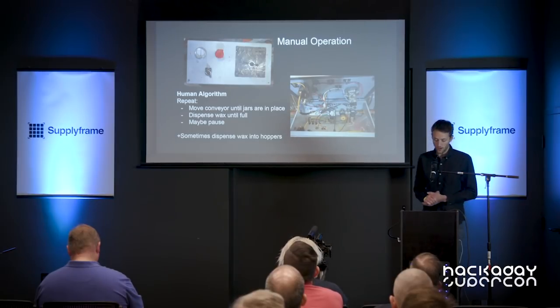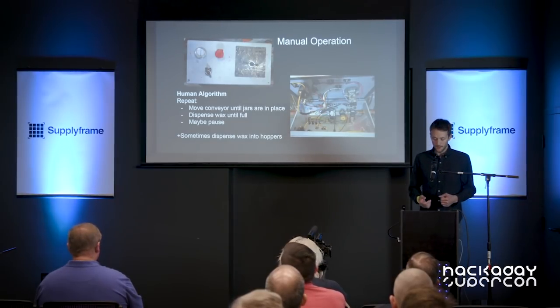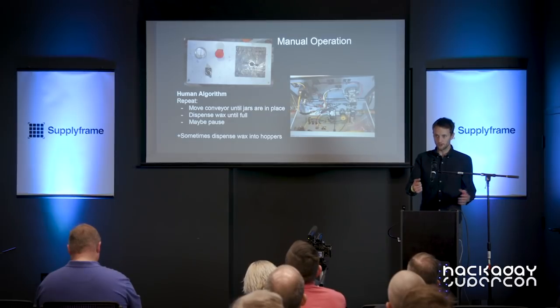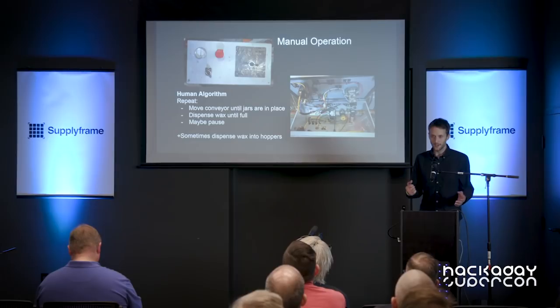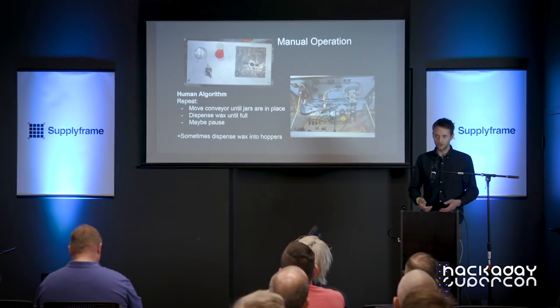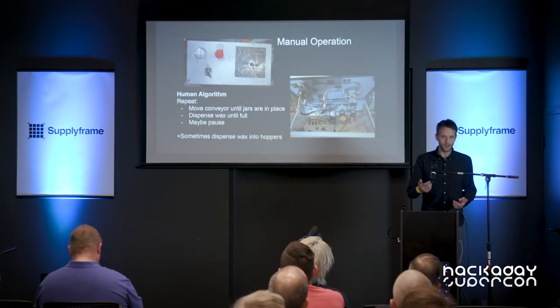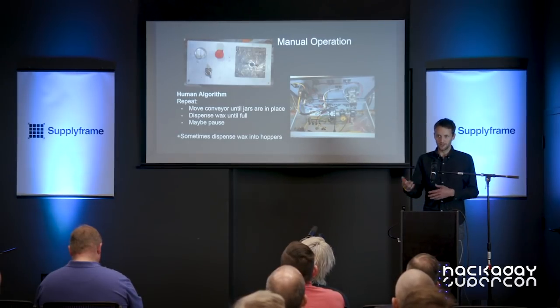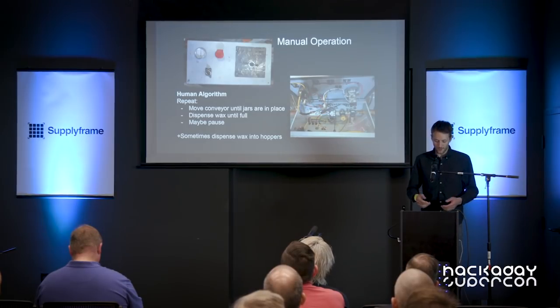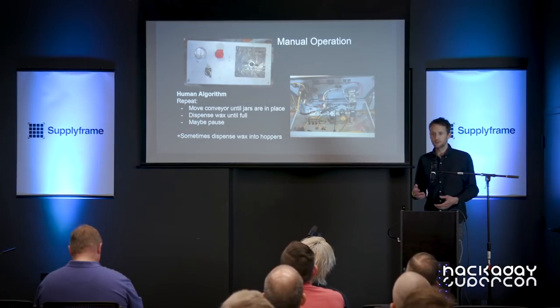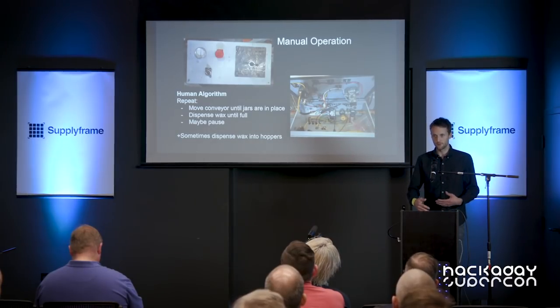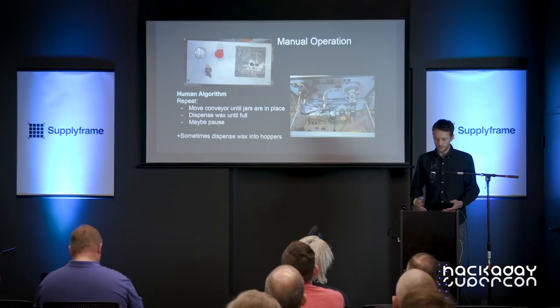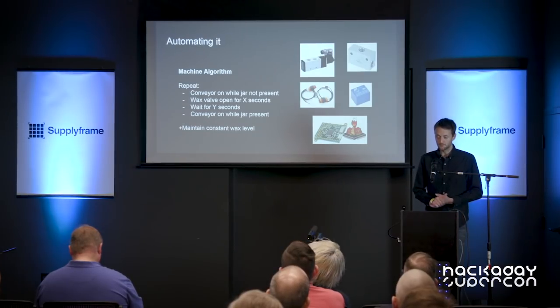So here's how you operate this thing manually. This is how it's done now. The operator moves the lever up to move the conveyor forward, positions the jars in place. They pull the lever down and it dispenses wax, filling up the jars. Then you may need to wait a little bit, because sometimes yarn or something gets stuck in the valves and it dribbles and it can dribble over the jars and get messy. So you just wait a bit and then you repeat. And sometimes you may need to adjust the valves to dispense wax from the large tanks into the small hopper to fill that up. And that's it. So that's what we're automating.